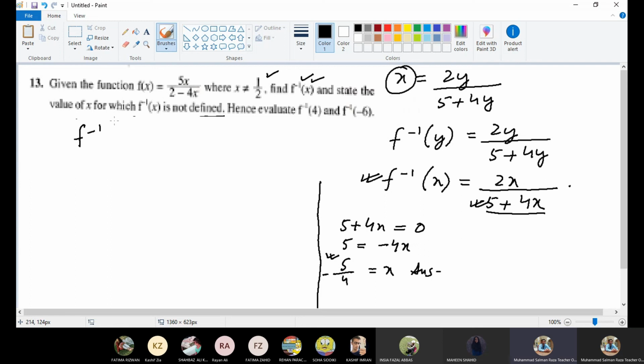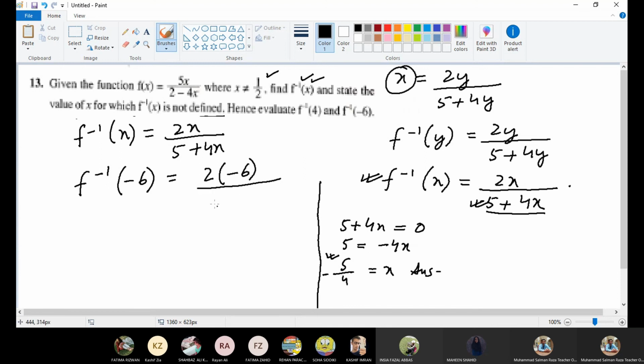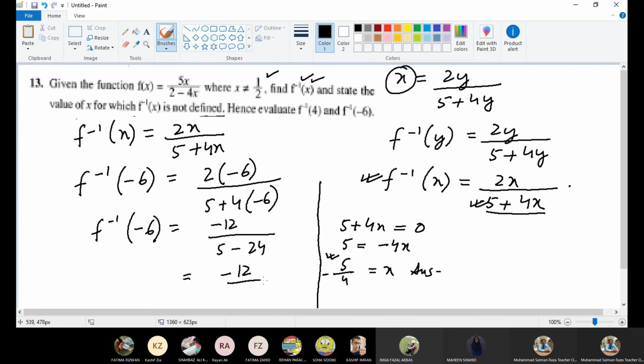The inverse is f inverse of x is equal to 2x upon 5 plus 4x, and let's suppose I'm finding the value at minus 6. So I'm going to place minus 6 over here as well, and minus 6 over here as well. So f inverse of minus 6 is going to become minus 12 upon 5 minus 24. So it is going to become minus 12 over minus 19. So cut the minus signs, and 12 upon 19 is your final answer.